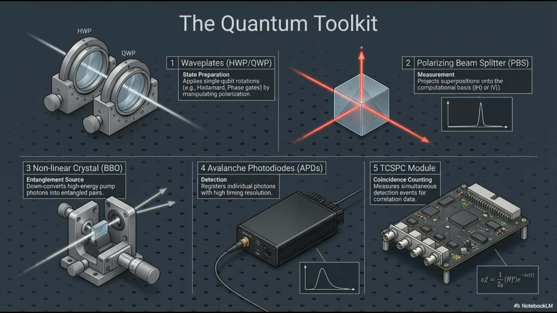events across multiple detectors. Together, these 5 instruments, waveplates, polarizing beam splitter, BBO crystal, avalanche photodiodes, and the TCSPC module, form the universal hardware alphabet of quantum optics. Every advanced protocol in this presentation is built from these basic building blocks. Understanding each component's role is essential before proceeding to more complex multi-photon experiments. The TCSPC formula shown references the quantum partition function formalism, grounding these optical tools in fundamental quantum statistical mechanics.